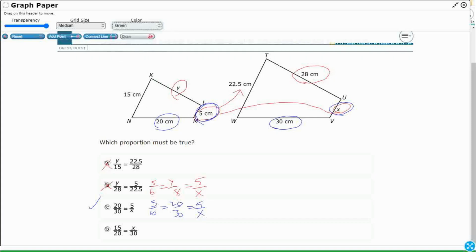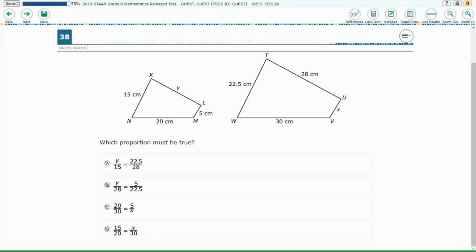So I got 15 over 20, so we're doing it within the shape itself. That's fine. So small to small, 15 over 20, which means I could do the 22.5 over the 30 because that's matching. And you see they've got that x over the 30. That x does not go with that 15. So D is incorrect. Our answer here is C.